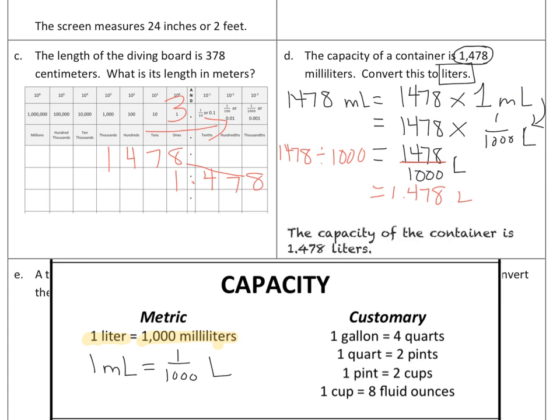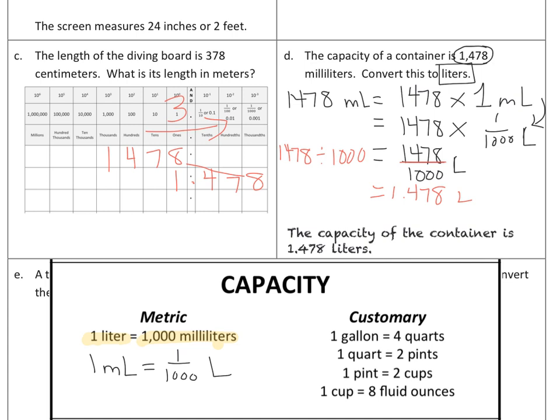So squeezing in your sentence somewhere in the space you're working, the capacity of the container is 1 and 478 thousandths liters. So make sure you have the measurement liters, and you have your answer, and you have an ending punctuation mark.